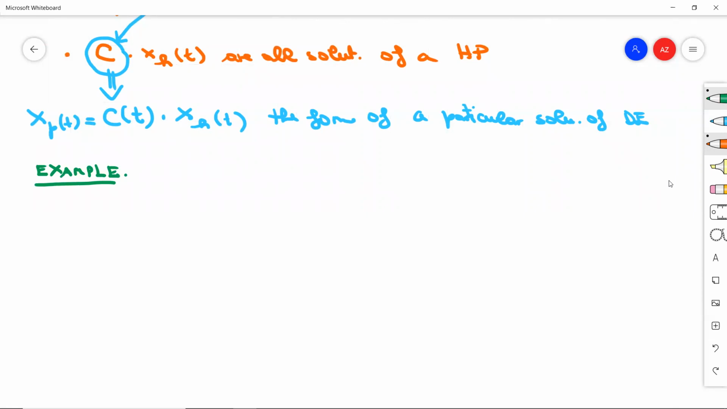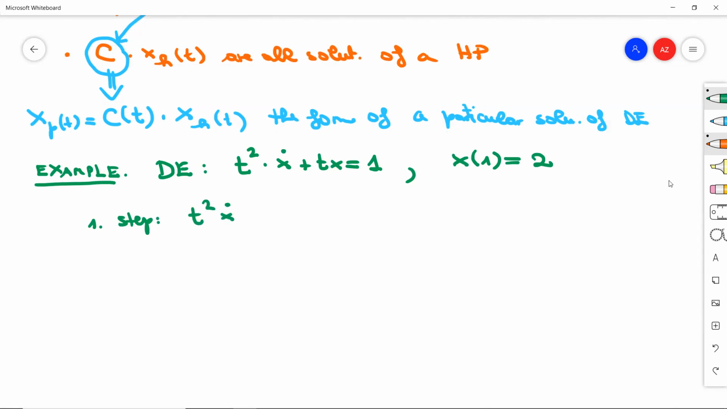So we start with the differential equation t squared times x prime plus tx equals 1. And we will also have an initial condition, x at time 1 is equal to 2. So what is the homogeneous part of this equation? The homogeneous part of this equation, first step, the homogeneous part is t squared x prime plus tx is equal to 0.